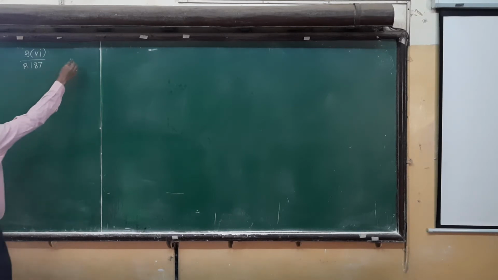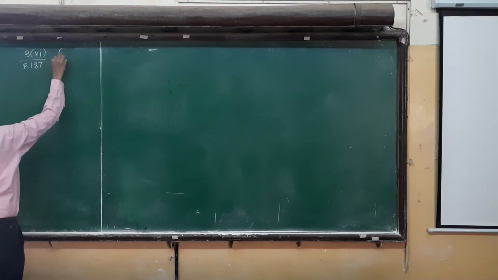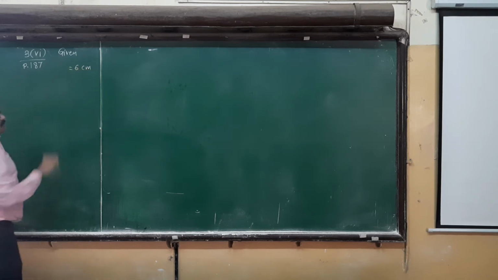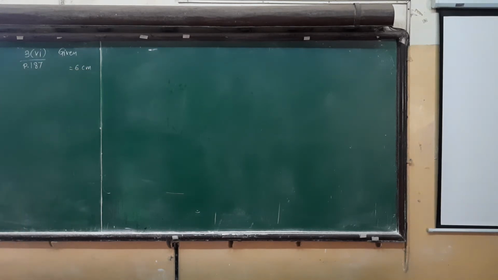The question says: a convex lens is held some distance above a 6 centimeter long pencil. That means first of all we write the given. In the given we write that the pencil is 6 centimeter long. A convex lens is held some distance above a 6 centimeter long pencil.